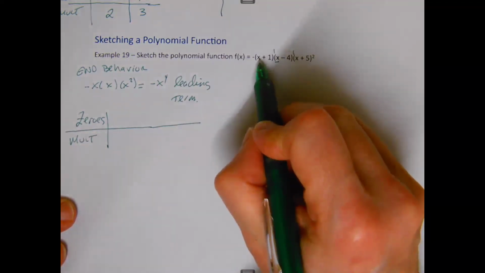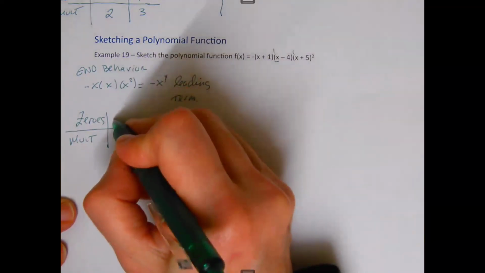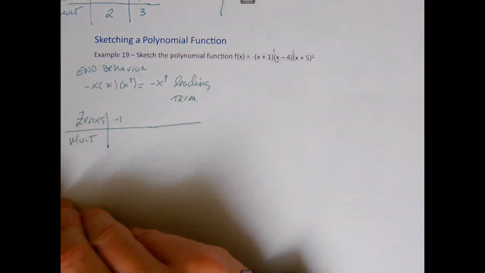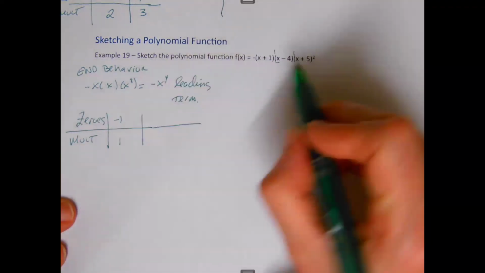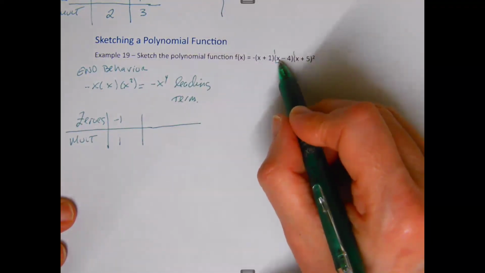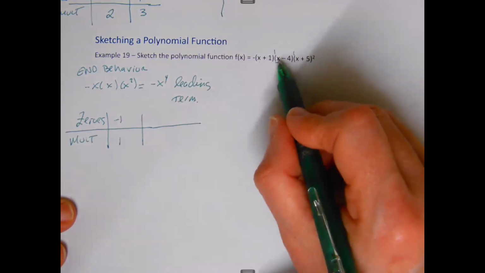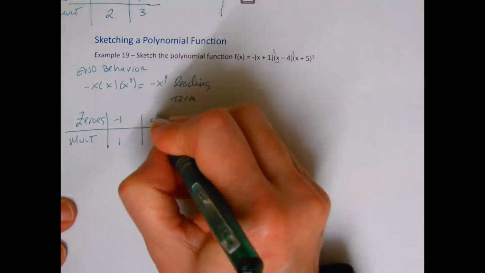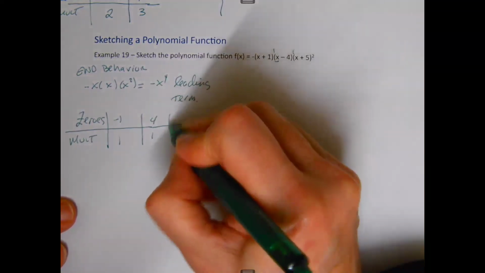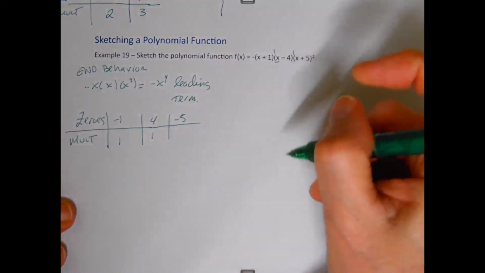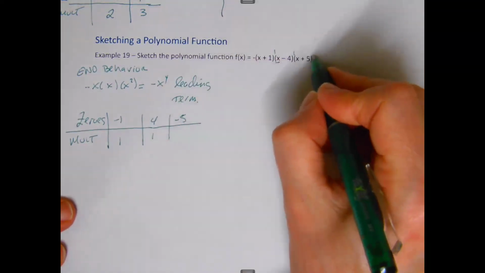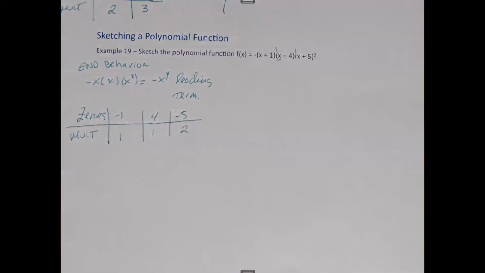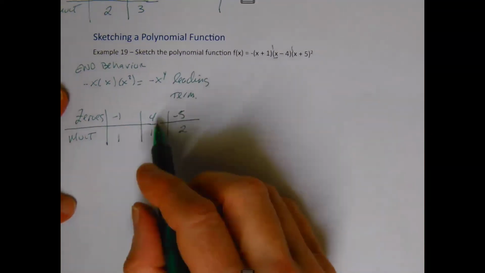Just by visual inspection, enter -1 here, and that produces a 0. This is a multiplicity of 1. I enter a 4 here for x, and 4 minus 4 is 0, so no matter what I get in the other factors, 0 times anything is 0. So 4 is another zero, and this also has multiplicity 1. Lastly, if I enter -5, the last one, -5 plus 5 is 0. But because this is being squared, this has multiplicity 2. Great, now I have my zeros. I have my end behavior.